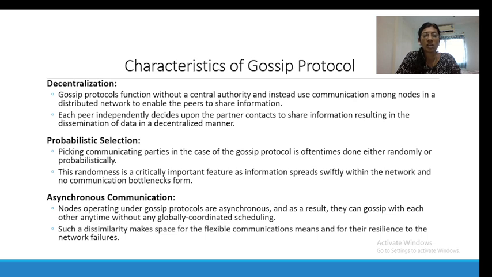Probabilistic selection. Picking communicating parties in the case of gossip protocol is oftentimes done either randomly or probabilistically. This randomness is a critically important feature as information spreads swiftly within the network and no communication bottlenecks form.